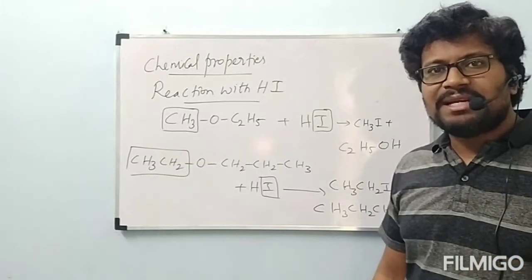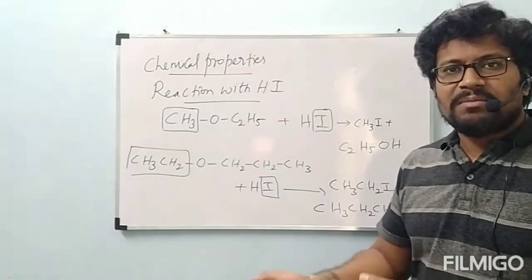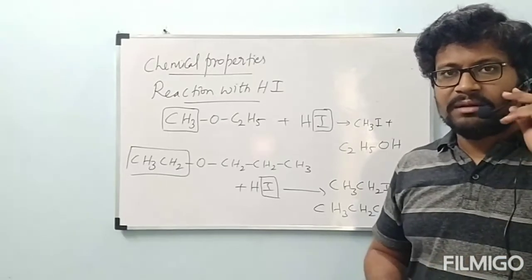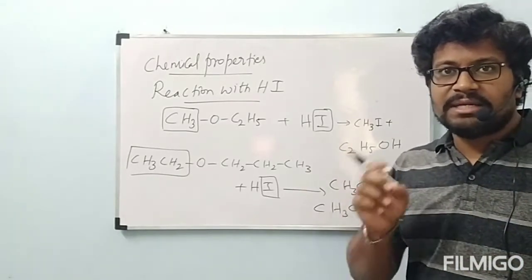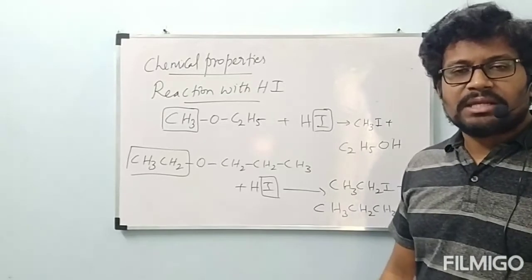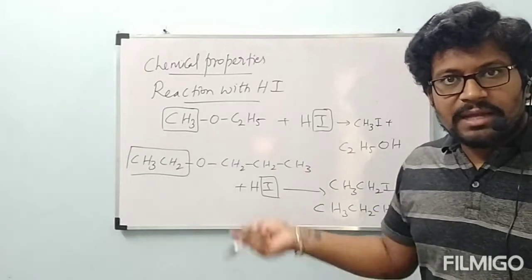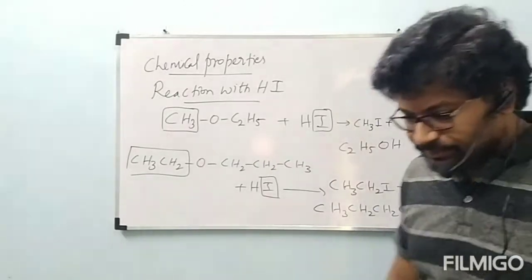When it is a symmetrical ether, any alkyl group can be bonded with iodine to form the iodide. That is not a problem there. But the problem comes with unsymmetrical ethers only. That is about this concept, and in continuation we will see one more application, which is very important, that we will consider now.